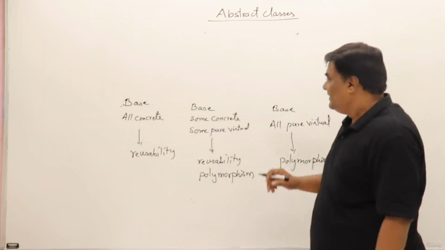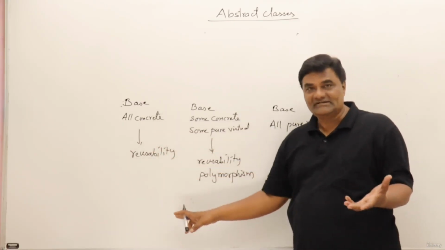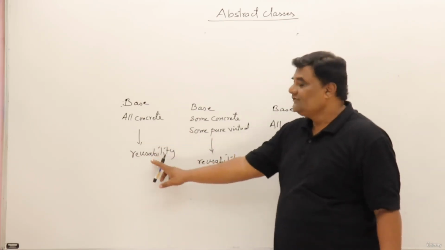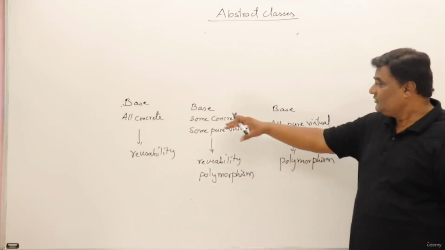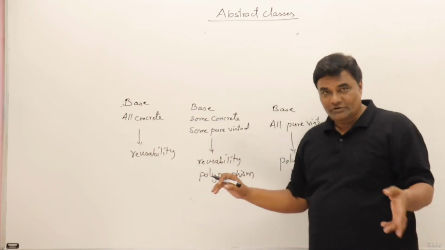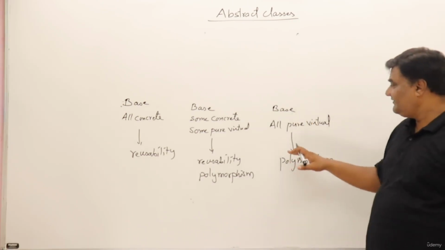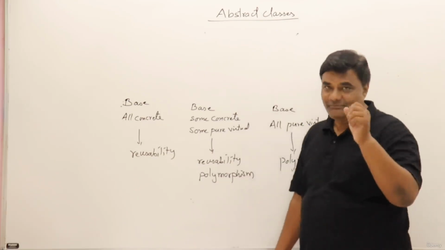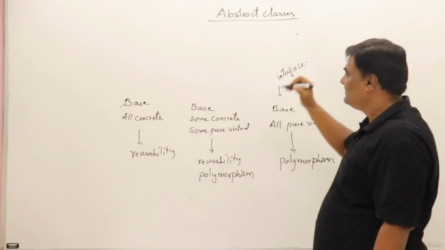This is important. If a base class is having all concrete functions, then the purpose of that base class, for the child classes we are talking about, is reusability. The derived class can borrow all the features. Second one, some concrete functions, some pure virtual functions, means the base class is for reusability, borrowing the features, and also to achieve polymorphism. If a base class is having all pure virtual functions, the only purpose of that base class is to achieve polymorphism, and such a base class we can call an interface.